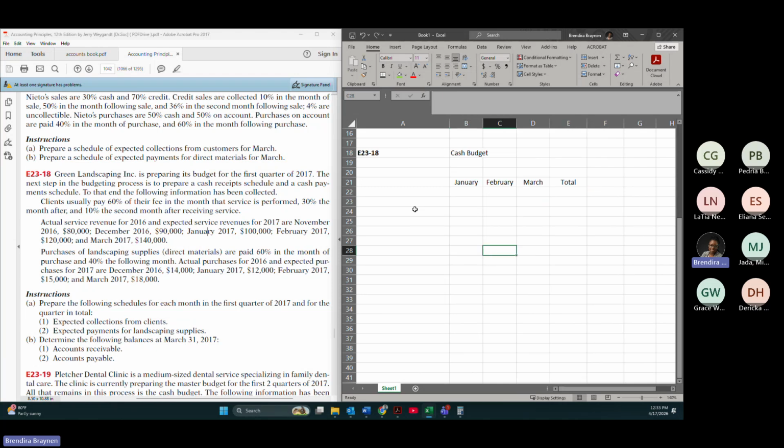And so then I start off with my cash receipts, and then I have my cash payments after the fact. My cash receipts are going to be based on how we expect to receive our revenue: either we expect to receive it in cash, in full, or credit it first and then receive it later. We have to go based off of what they tell us, which is that clients usually pay 60% of their fee in the month that service is performed, 30% the month after, 10% the second month after.